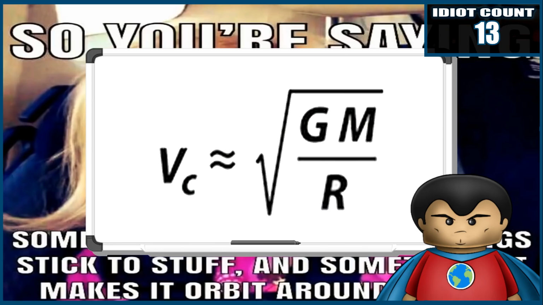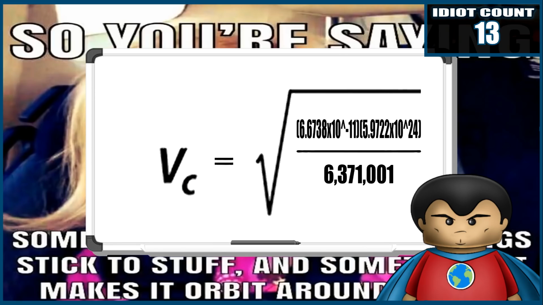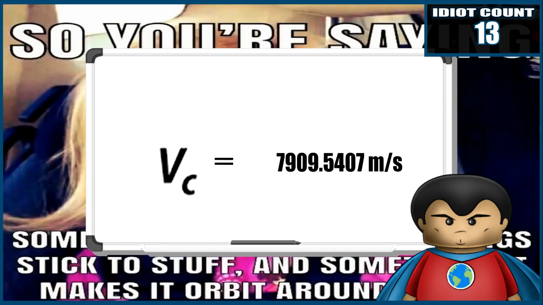Now let's pull out our circular velocity equation and do some math. We get v equals the square root of 6.6738 times 10 to the negative 11th times 5.9722 times 10 to the 24th, divided by 6,371,001 meters, to get approximately 7,909 meters per second, or 7.9 kilometers per second. So if we were to fire a bullet at 7.9 kilometers per second at 1 meter above the Earth, it would follow the curve of the Earth and achieve orbit.